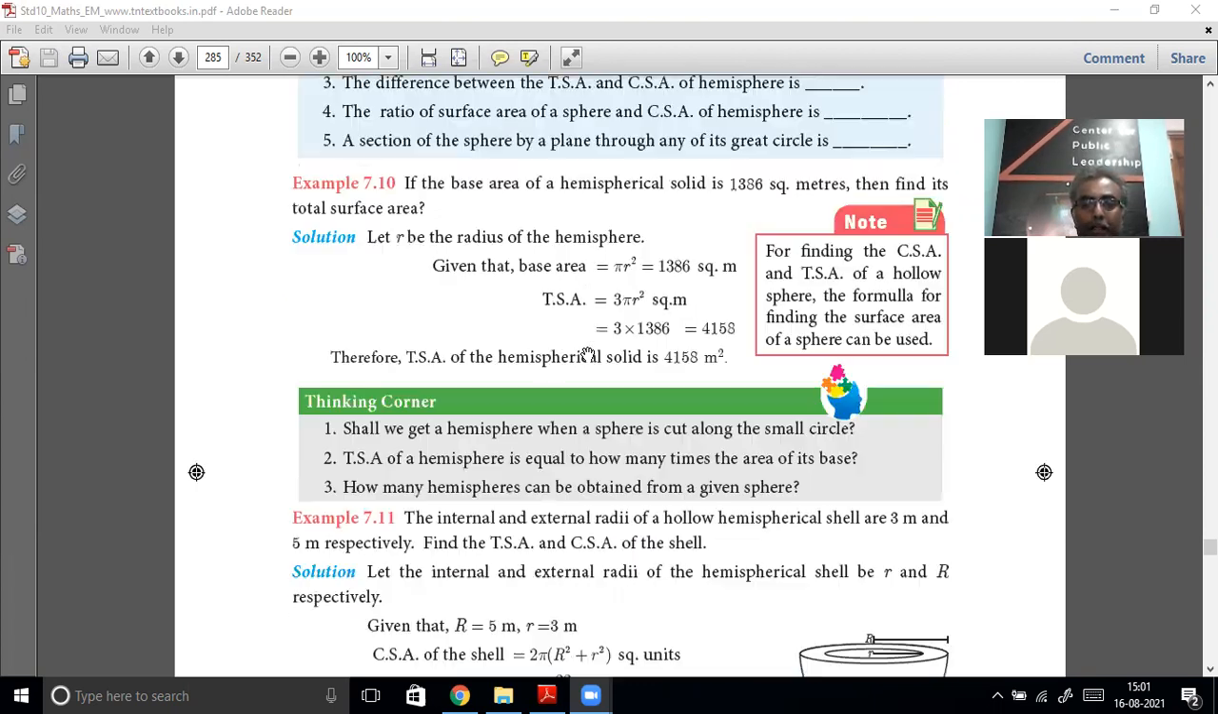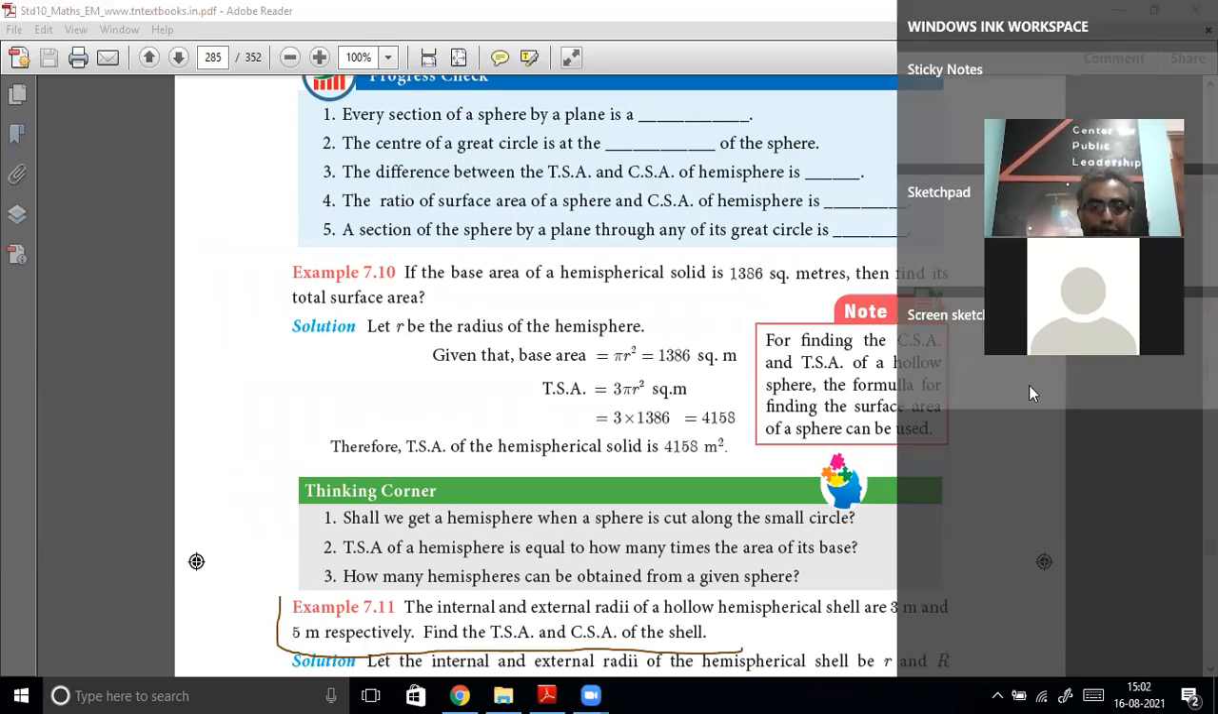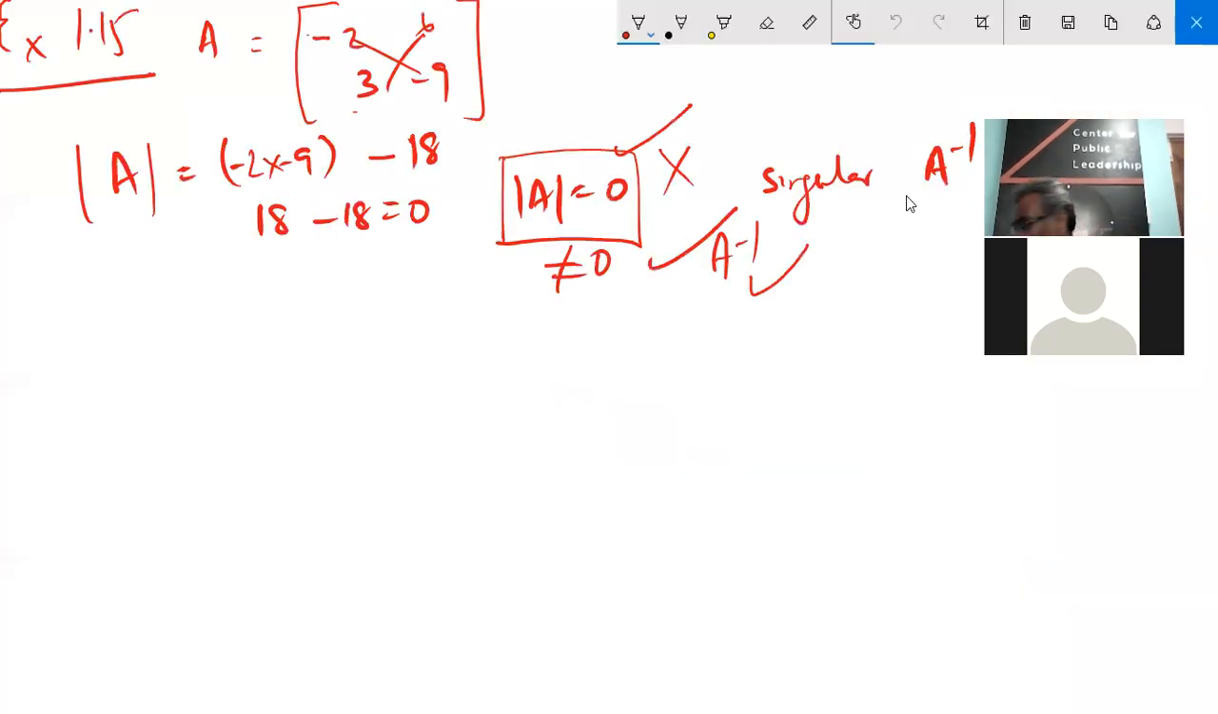The internal and external radii of a hollow hemispherical shell are 3 meter and 5 meter respectively. So how to draw that? First you'll have to visualize that. First thing what you'll have to do? Visualize. Next year you have to do 11 standard maths.